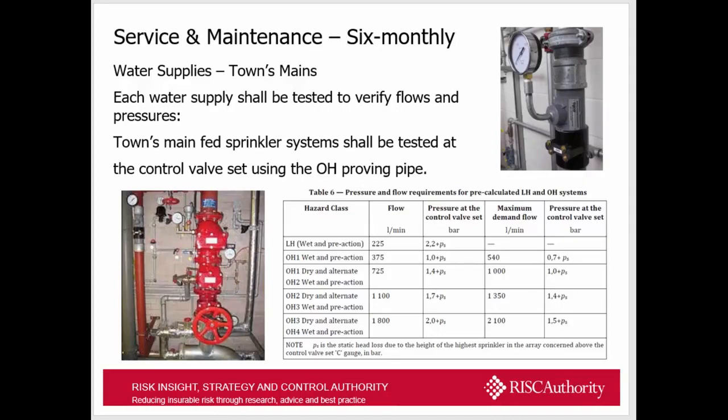And as you can see bottom left, there is a valve set on there with, on the very left side, a proving pipe. The top right picture also shows you the gauge that you read the flow on as you're checking the pressure on the town's main, and you will check the various flows and pressure requirements which are covered in table 6. So for your different hazard classifications, there's a different pressure and flow requirement from your water supply.